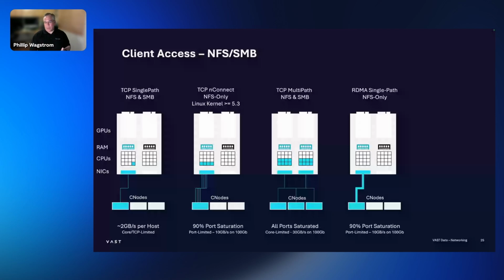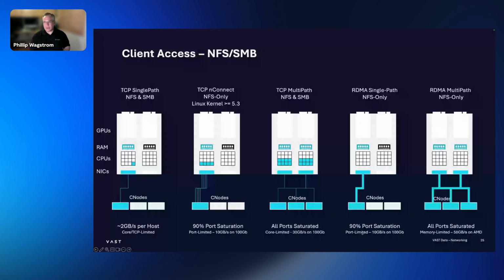But even on a single path, we can get much better throughput with RDMA for a single port, where we can get about that 90% port saturation with virtually no CPU utilization, because we're doing direct memory transfers. And ultimately, if we do NFS with RDMA and multipath, we can get 50 gigabytes a second of transfer rate between a single client and a VAST cluster. And these are numbers that we can validate and demonstrate today.